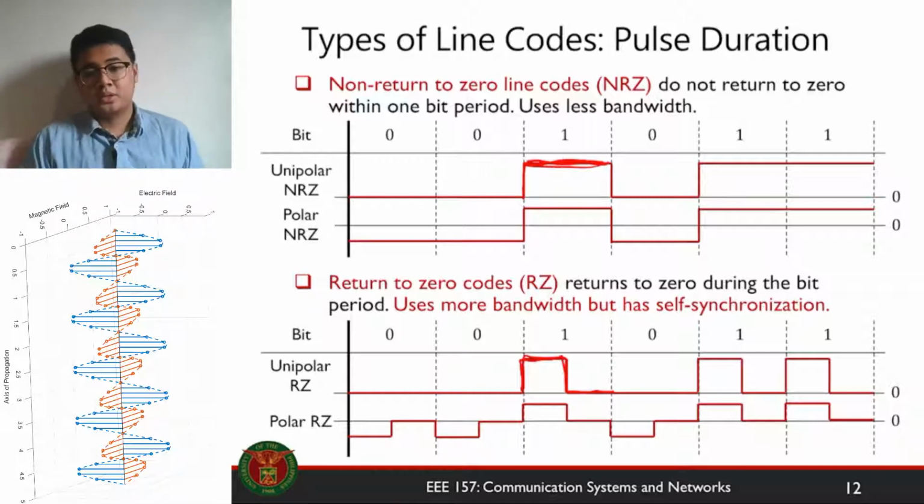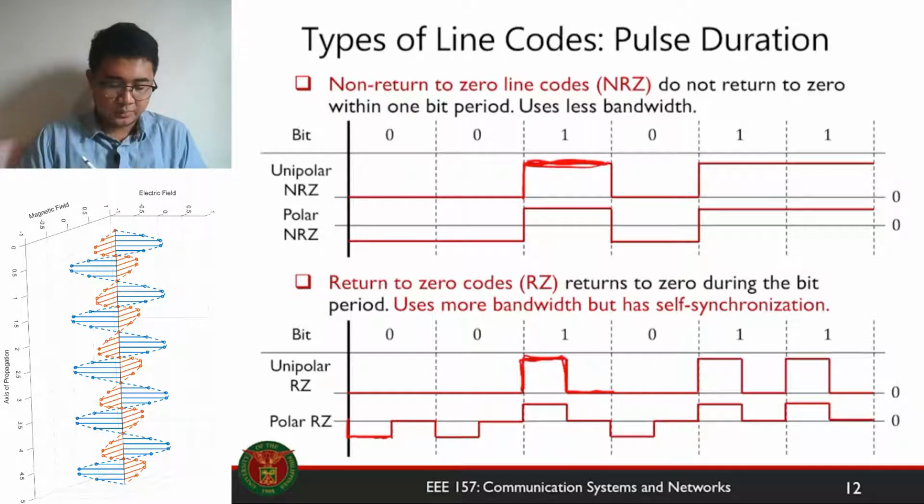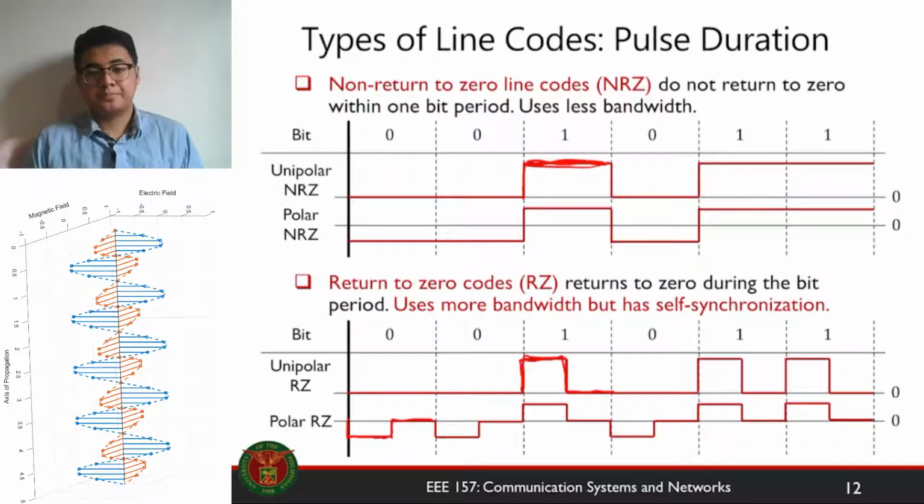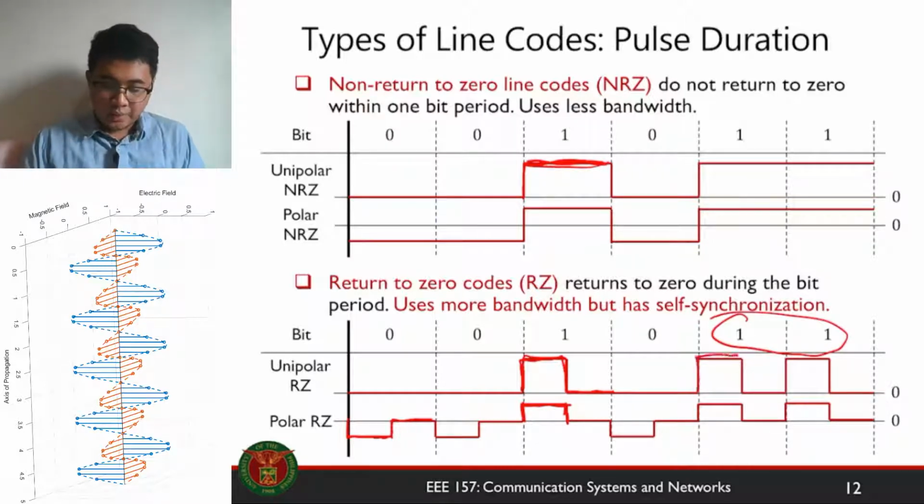self-synchronization. So for a polar return to zero code, if your input is zero, it will shift to the negative state, but it will also return back to zero within your bit period. Okay? And for one, it will go to the positive high state here, but it will also return to zero at the middle of the bit period. Okay? The best part here is it has self-synchronization. Okay? Even if you have a long string of ones, for example, for a unipolar RZ, you will always get transitions in your line code.